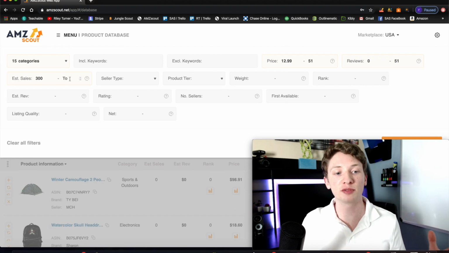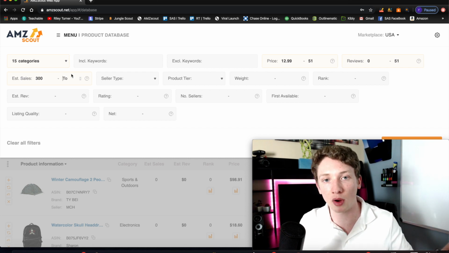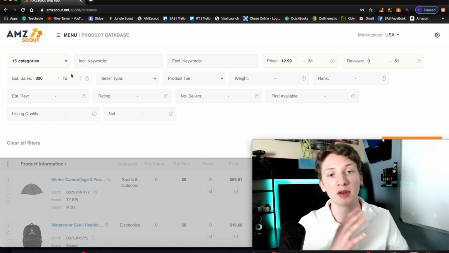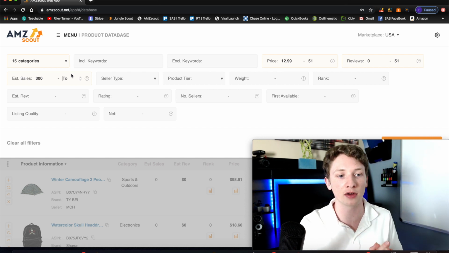But if you guys have a large budget, then go ahead and feel free to leave this blank, because you're going to be able to give away as many products as you want because you have a large budget. And once again, if you have a smaller budget, then make sure you keep this below, maybe anything below about 800 to 500 is fine as a max.